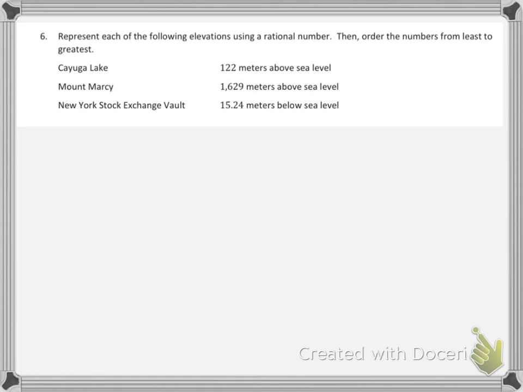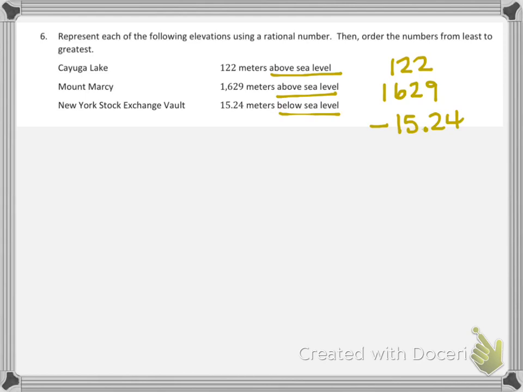Okay, so we're taking what we learned in our topic A. Above sea level, that's going to be positive 122. We have another above sea level, so that's a positive 1,629. And then we have a below sea level. That one's negative 15.24. Okay, and then we're going to order them from least to greatest.